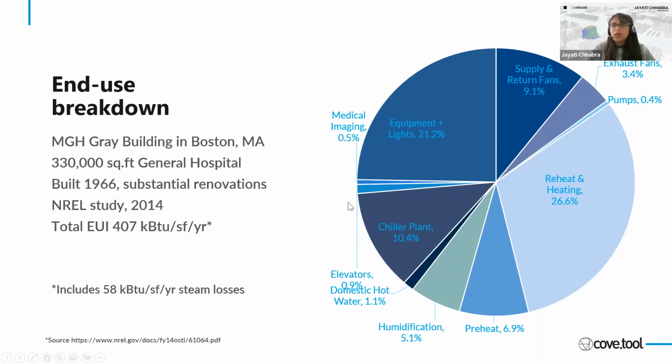Some interesting ones are medical imaging here. We always think that medical imaging, because MRIs have a huge kilowatt demand, is going to be a huge energy use. But comparing it to the entire overall energy use of a hospital, it's actually quite small in this case.